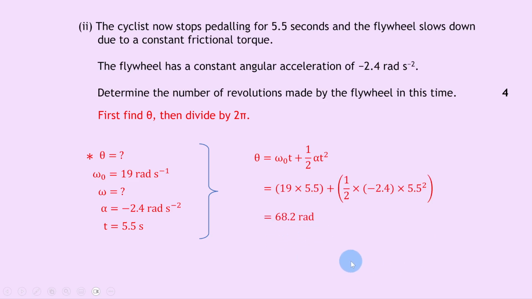Now remember we're not finished because in order to find the number of revolutions made by the flywheel, we need to divide our angular displacement by 2 pi, because remember 2 pi radians is the angular displacement for one full revolution. So we can do 68.2 divided by 2 pi is equal to 11 revolutions, where we've written the final answer as 2 significant figures because you'll see in the question here we have 2 significant figures there, we've got 2 there, and so on.